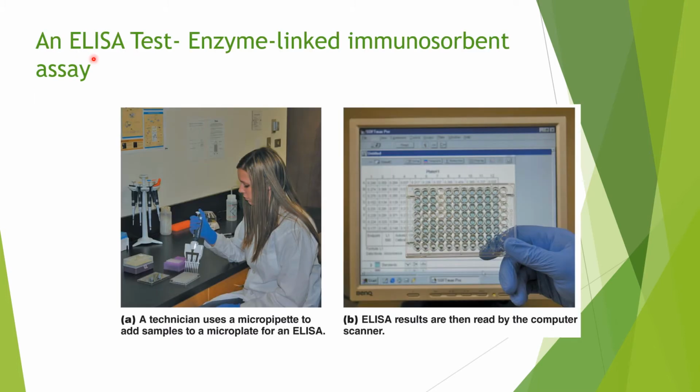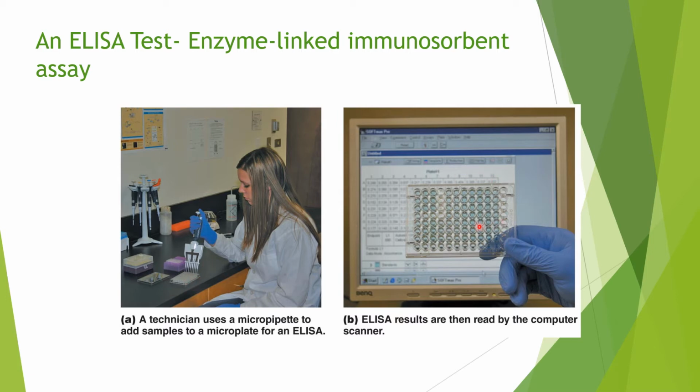Another test that's done is known as an ELISA test. ELISA stands for enzyme-linked immunosorbent assay. We usually just say ELISA for short, and you can see right here how an ELISA is done. So you have a microplate right here, and then you start micropipetting a sample. And we're going to talk about what samples are being micropipetted right here.